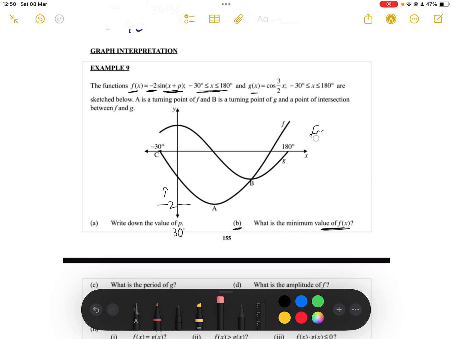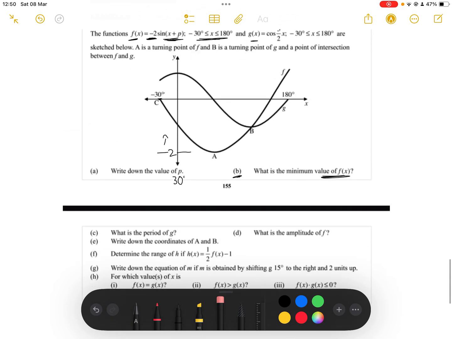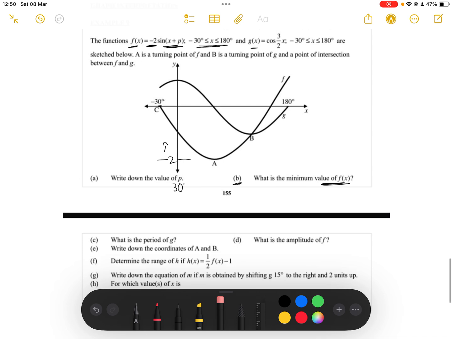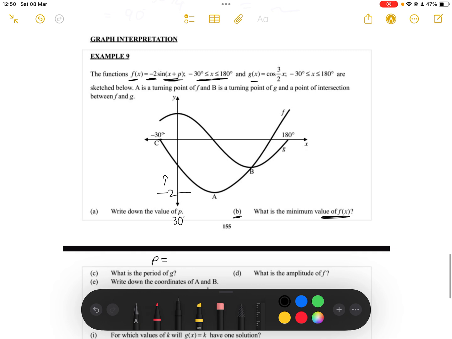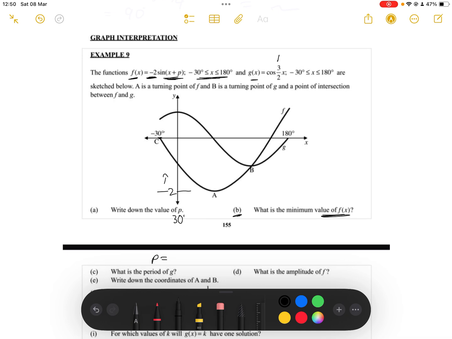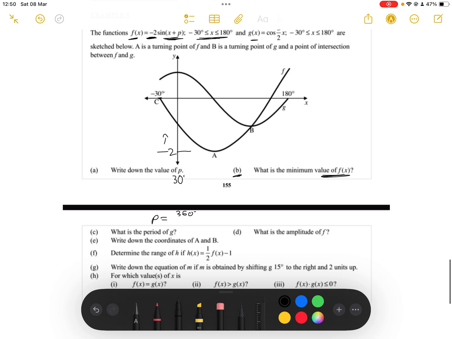It's gonna change the minimum and the maximum. Yeah, so if they ask the period of G, that's gonna be your homework. So period, because if you look at G, there's this B, there's that B, so you're gonna say period is equal to 360, because it's the cosine over 3/2, divided by 3/2. So you're gonna find your answer. You can punch it in your calculator and then that is your answer.